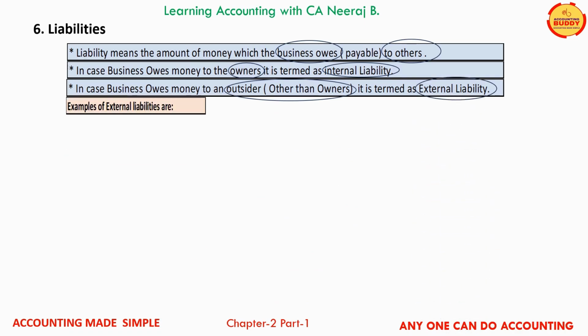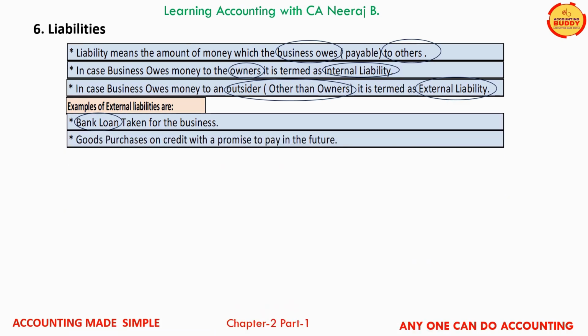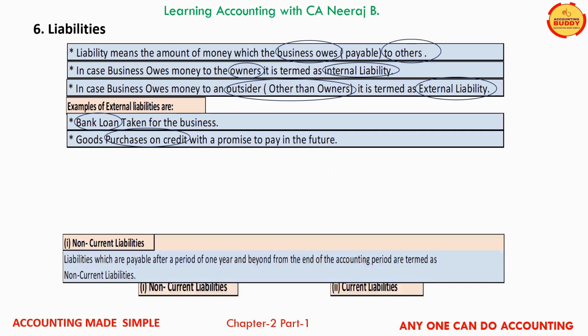Examples of business liabilities: a bank loan taken by the business remains a liability of the business till it is paid. Similarly, the goods purchased by the business on credit is another example of business liability till it is outstanding. Liability could either be a non-current liability or a current liability.